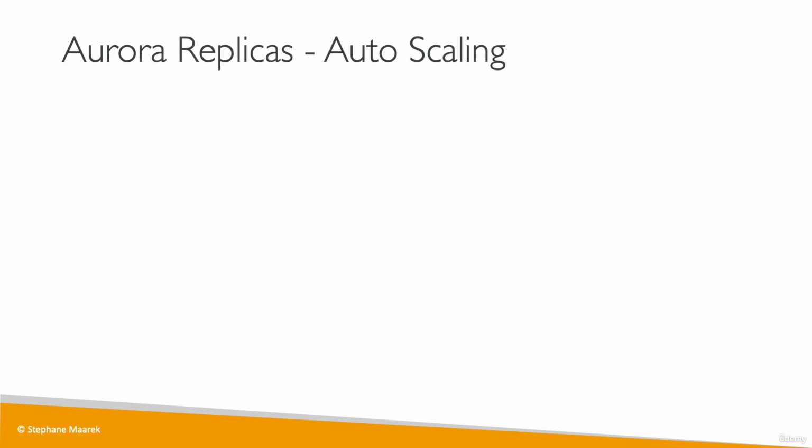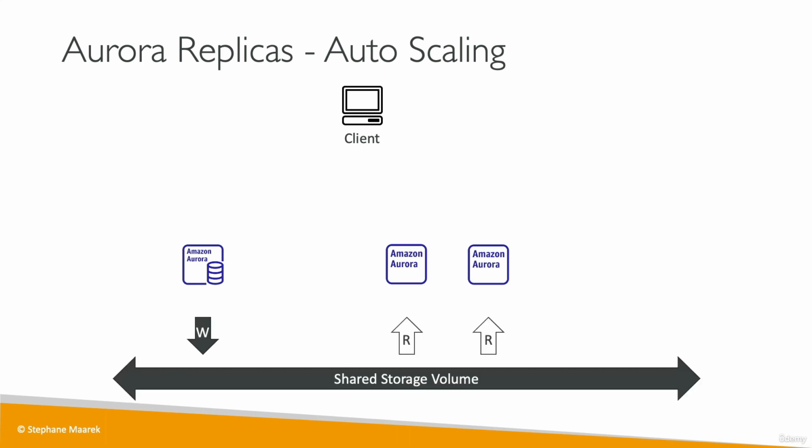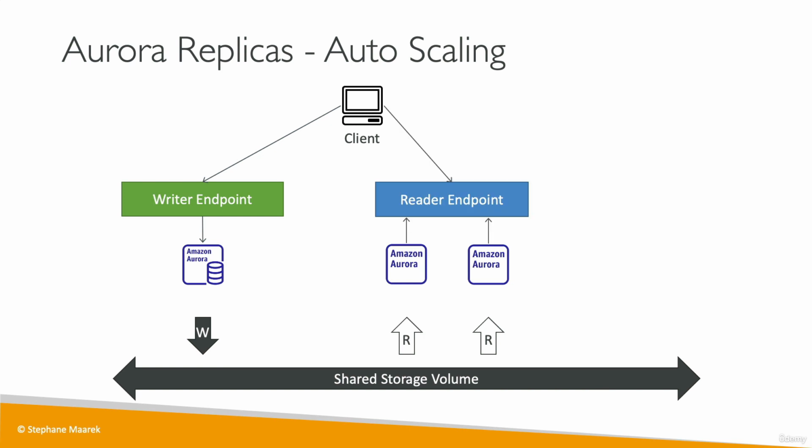So now let's discuss advanced concepts of Aurora that you need to know going into the exam. So let's talk about replica autoscaling. Let's say we have a client and we have three Aurora instances right now. One will be writing through the writer endpoint, and the other two would be reading through the reader endpoint.